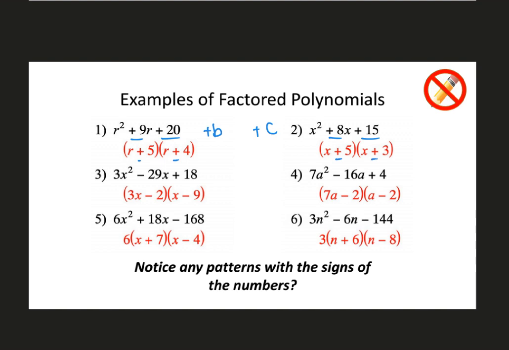Okay, in the next example, we have a negative b and a positive c. So negative b, positive c. And if we notice in our parentheses, we have two negatives.